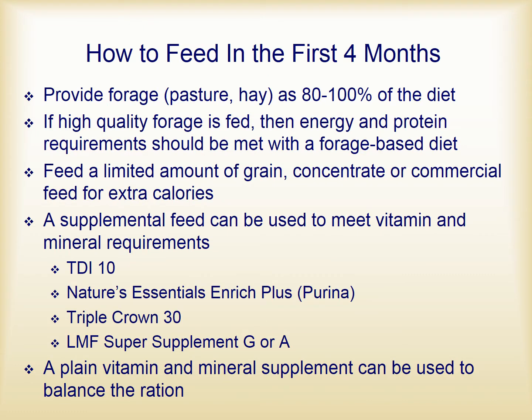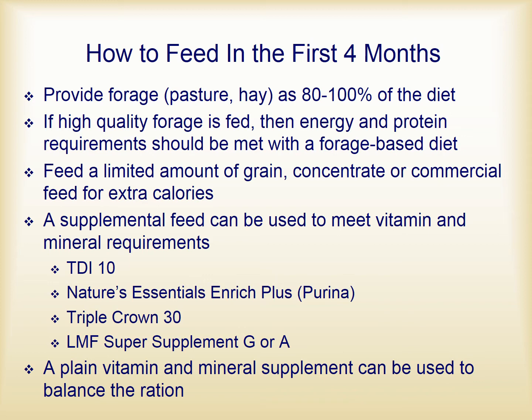So in the first 4 months of pregnancy, we'll want to provide the pregnant mare with forage, as either pasture or hay, as 80 to 100% of the ration. If high-quality forage is fed, then energy and protein requirements should be met with a forage-based ration. We'll want to feed a limited amount of grain, concentrate, or commercial feed if extra calories are needed.